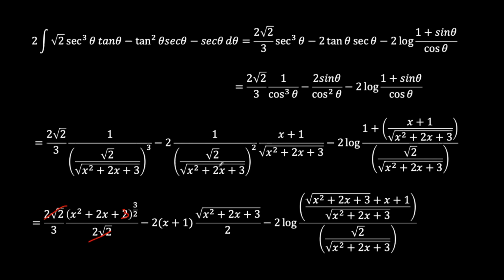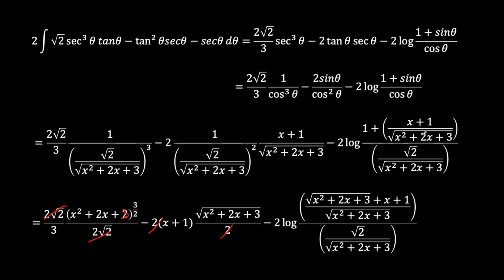And then here we have this x plus 1. And then since there's a 2 here, there's 2 times x plus 1 times, when you square this, this becomes x squared plus 2x plus 3. But since we have the root here, we are left with the square root of x squared plus 2x plus 3. And this 2 and this 2 cancel. The same thing goes on under the natural logarithm sign.